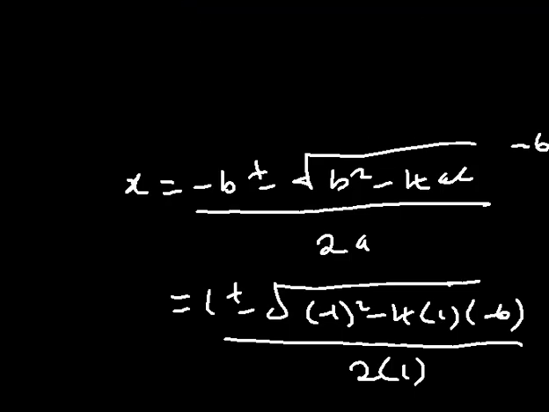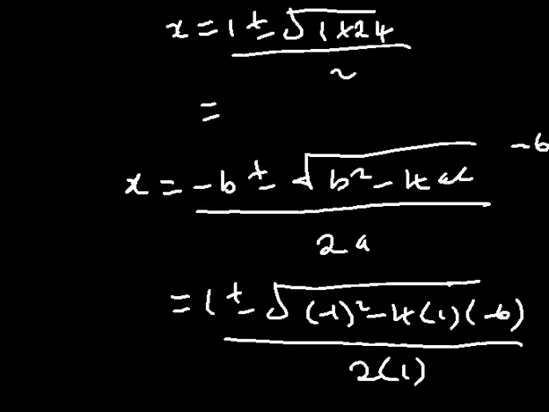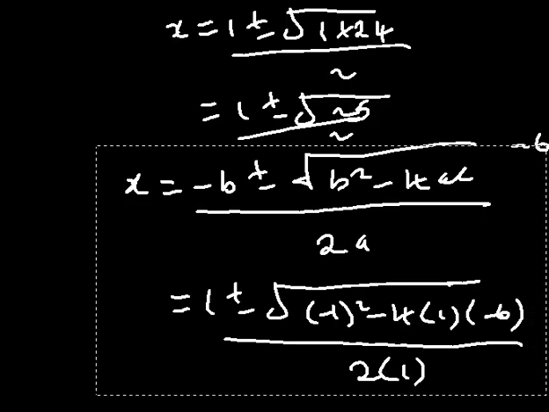Of which we have x is equal to 1 plus or minus the square root of b, which is negative 1 to the power 2, that is 1, and we have plus 4, divided by 2. So in this case we have plus or minus the square root of 25 divided by 2. What is the square root of 25? That is given as 5.